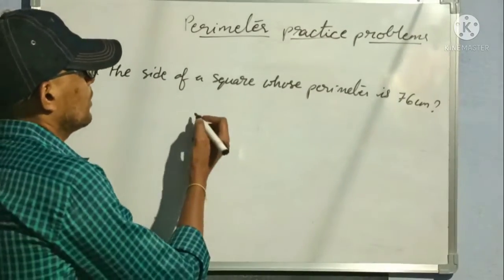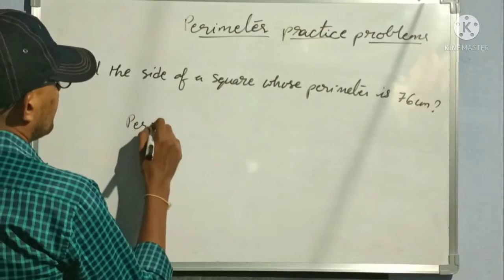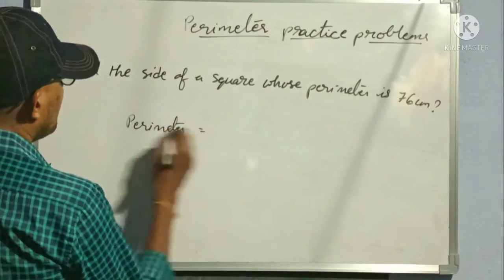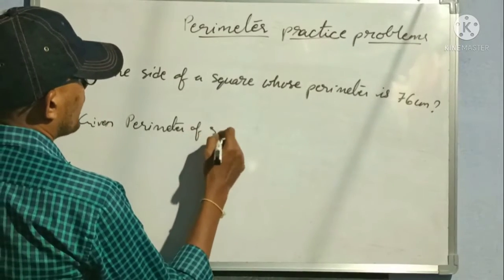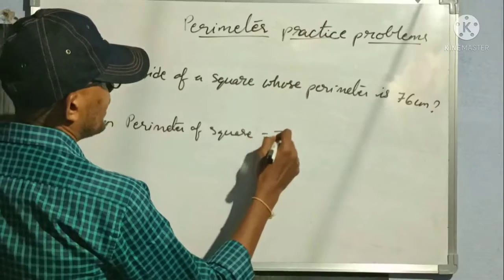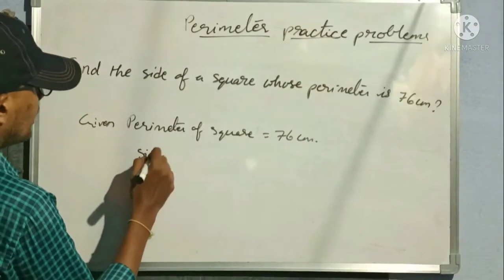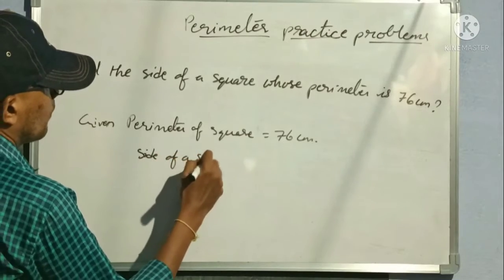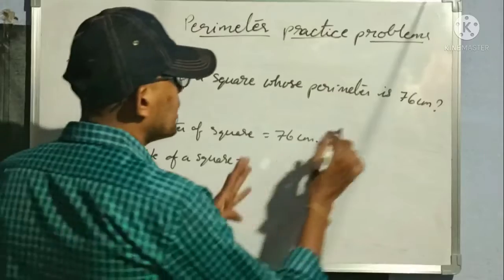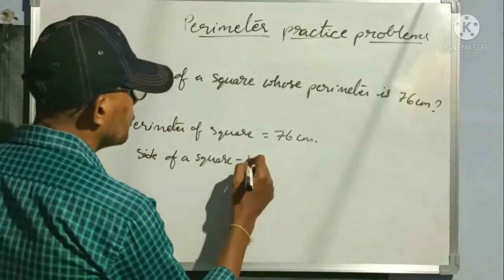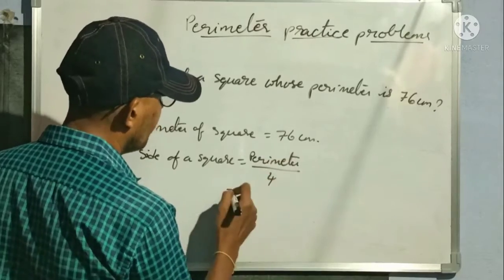Simple. So now the perimeter is already given. The perimeter of the square is equal to 76 centimeters. Now we know the side of a square is equal to... perimeter means the sum of how many sides? 4 sides. So perimeter should be divided by 4. So perimeter divided by 4.